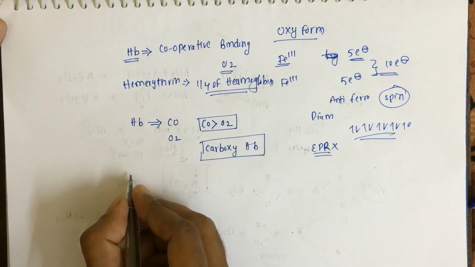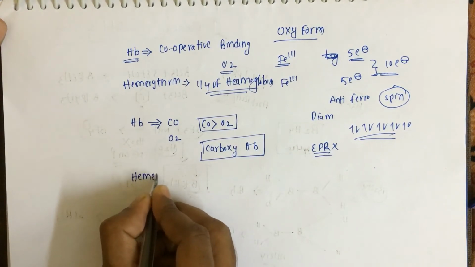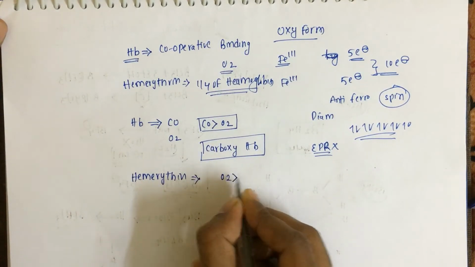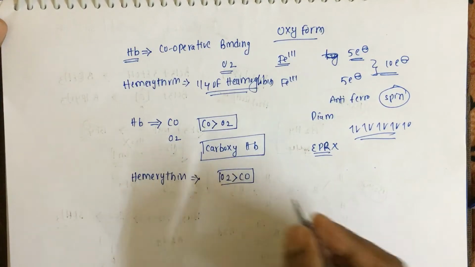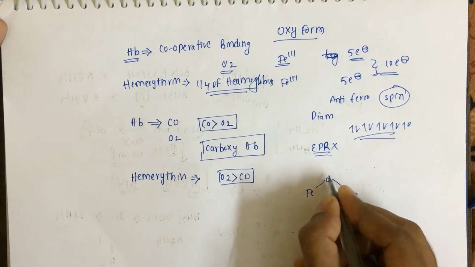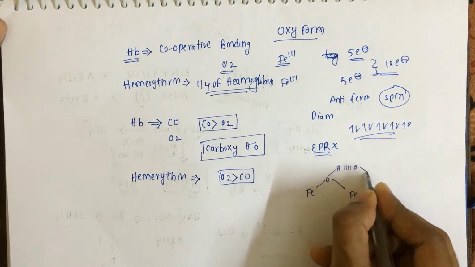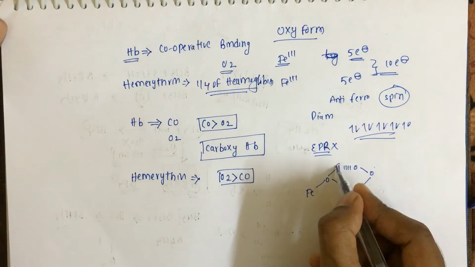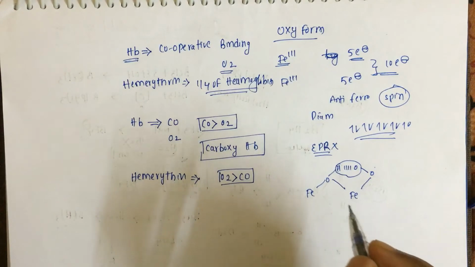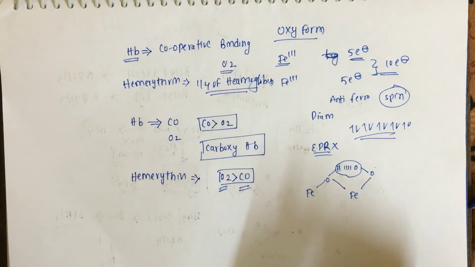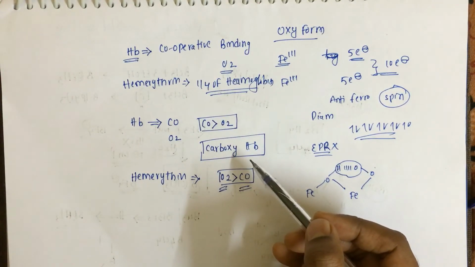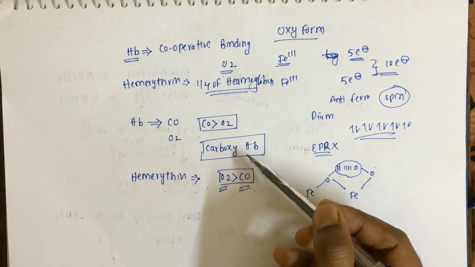Next, in the case of hemerythrin, this is the difference between hemoglobin and hemerythrin: oxygen binding capacity is stronger than CO. This is because, as we have seen in the case of oxyhemerythrin, there is hydrogen bonding between the oxygen and this hydrogen. Because of this hydrogen bonding, hemerythrin shows selective binding to oxygen compared to carbon monoxide, whereas hemoglobin shows more binding for carbon monoxide and less for oxygen.